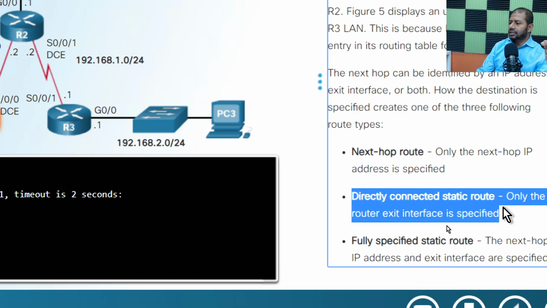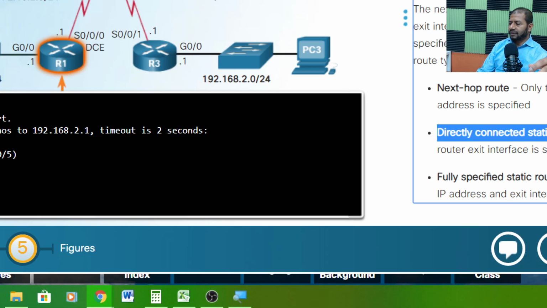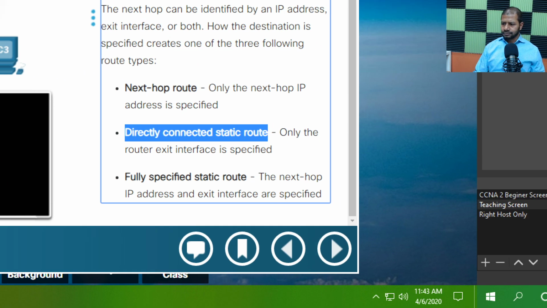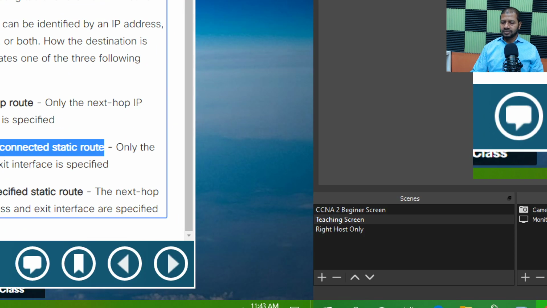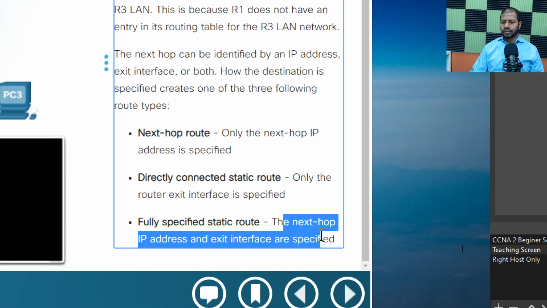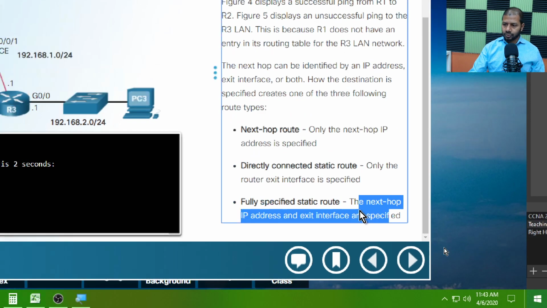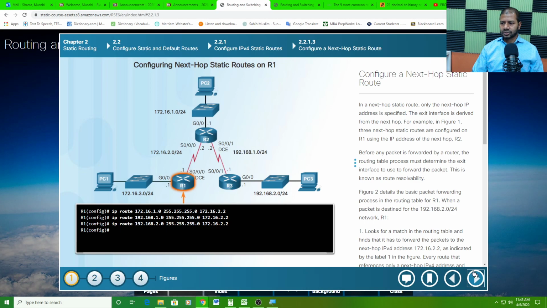Directly connected static route, that one there is no next hop, because that network is directly connected to you. So you're going to be only using the exit interface. And number 3, the fully specified route, you're going to have both the next hop IP address and the exit interface specified. And we're going to show you that in the next screens, probably somewhere.